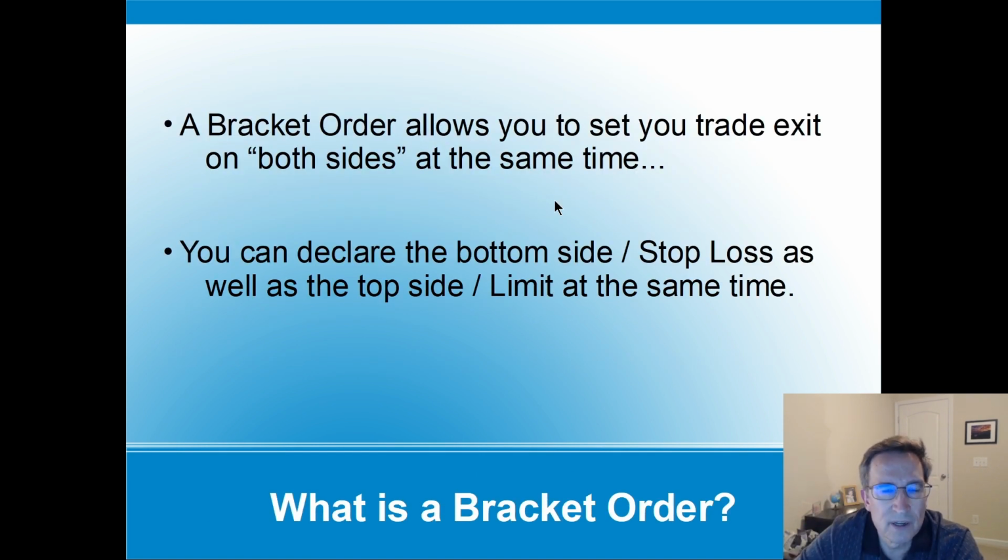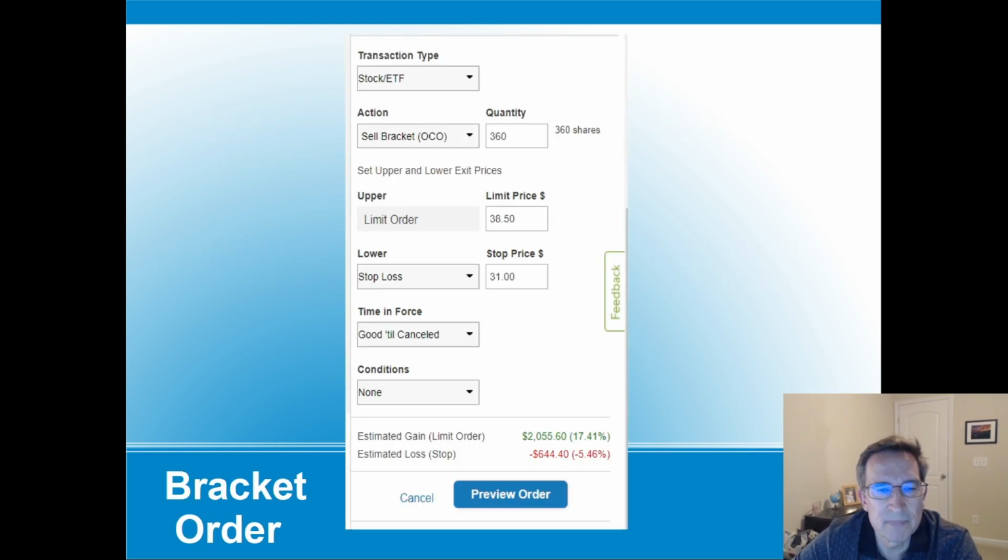And so we're going to talk about what a bracket order is, because what a bracket order does is allow you to set those trade exits, both the upper limit and the stop loss, all at the same time. And this is what it's going to look like, or pretty similar to this. This is with Fidelity. Your broker may look slightly different, but it should look the same. And if your broker doesn't allow bracket orders, then you may want to think about switching brokers. I think most should at this time.